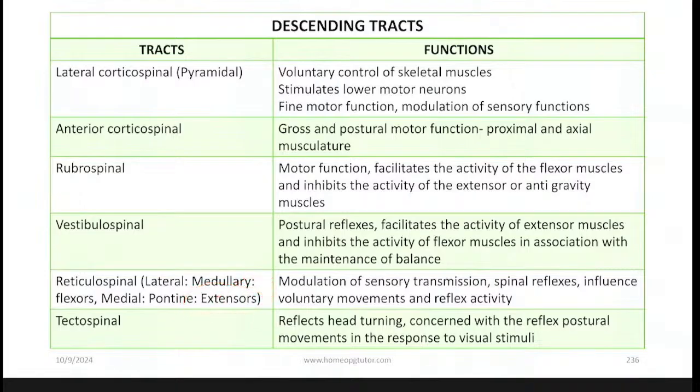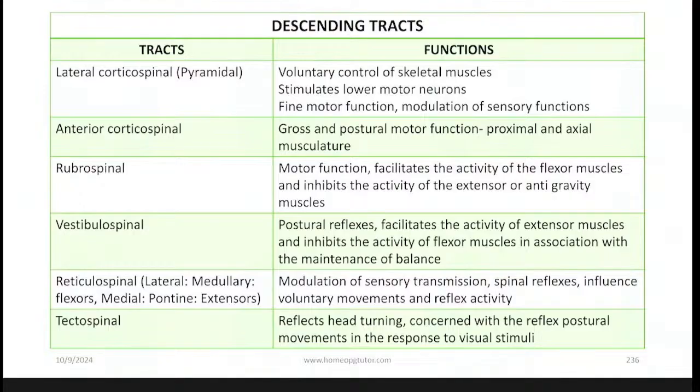So whatever modulation of sensory information or sensory transmission there is, then spinal reflexes, as well as any influence on voluntary movements as well as reflex activity, all those are dealt with by the reticulospinal tract, may it be the lateral one or the medial one.